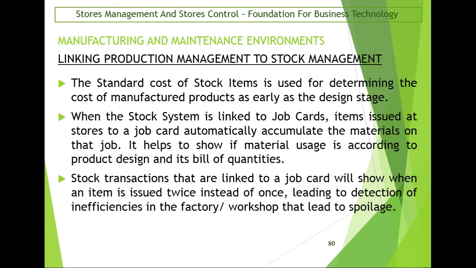So if we place an order in the factory and we say we want to make 20 of this product, the bill of materials will now tell us how many of each raw material is required to make 20 of that finished product. So at the end of the day, we are able to come up with the total cost of our finished job.